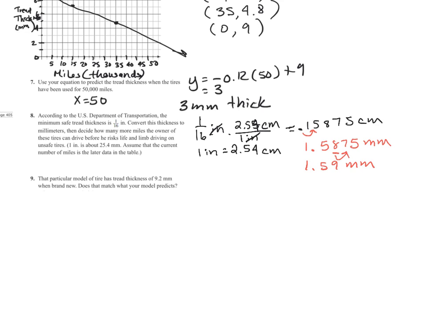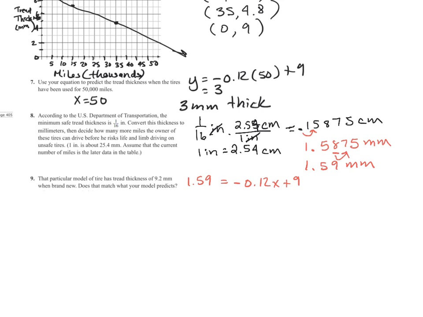All right, then decide how many more miles the owner of these tires can drive before he risks life and limb driving on unsafe tires. And it says 1 inch is about 25.4 millimeters. Assume that the current number of miles is the latest data in the table. So this 1.59 millimeters, that's our y, isn't it? Okay. And let's substitute this into our equation. And then let's solve for our x here.